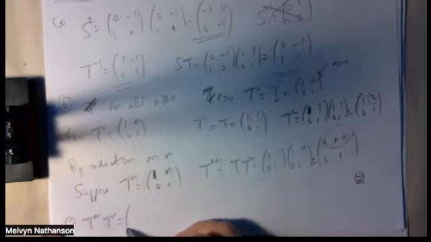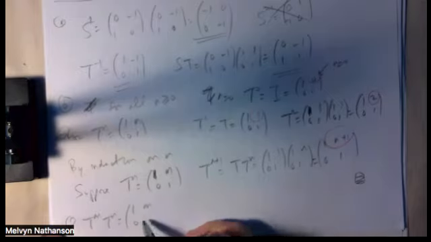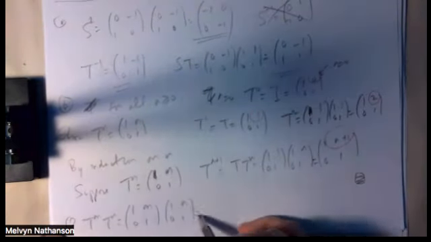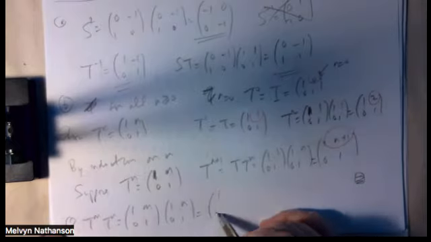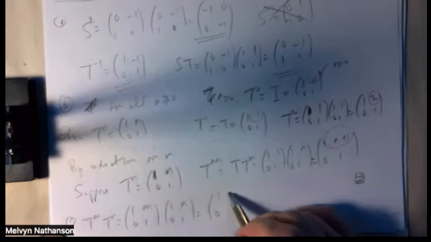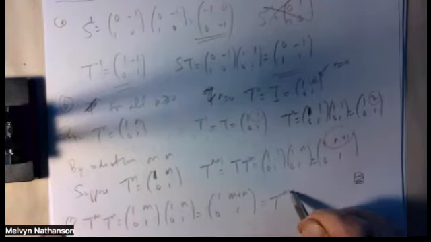And part C, if you take t to the m times t to the n, so now we know that t to the m is [1, m; 0, 1], and t to the n is [1, n; 0, 1]. And when we multiply, we get [1, m plus n; 0, 1], which is t to the m plus n, which is what we wanted to prove. So everything comes down to just matrix multiplication.